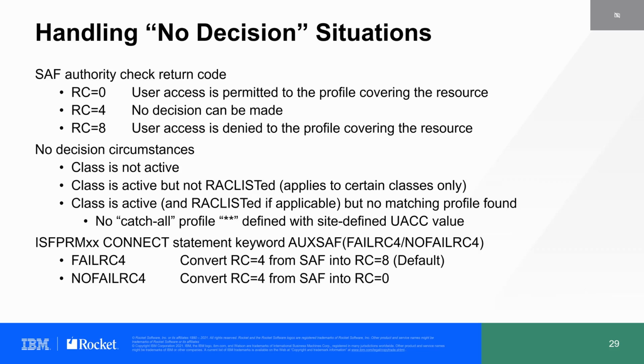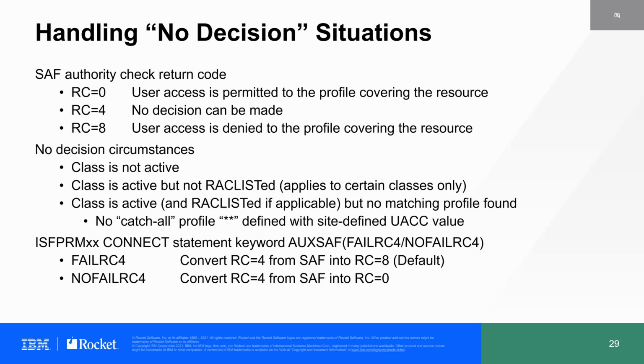The big thing that you need to keep in mind for 2.5, especially if you're migrating from a down level and you are going from a mixed SAF and non-SAF environment to a SAF-only, is the no decision situation. Okay, so just to level set, a SAF authority check can have basically 3 basic return codes. Return code 0, the user is permitted to the profile that covers the resource. Return code 8, he has no permission to the profile covering the resource. Or this weird return code 4, where no decision can be made by the security product.